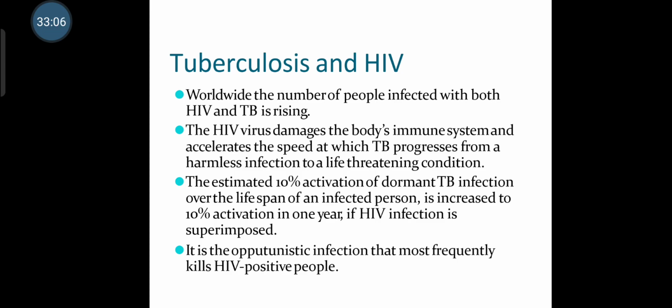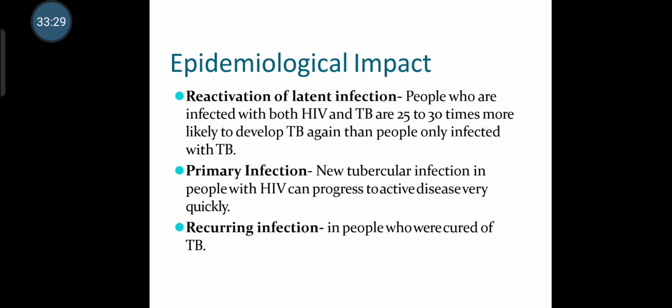An estimated 10% activation of dormant tuberculosis infection over the lifespan of an infected person is increased up to 10% in 1 year when HIV infection is superimposed. It is the opportunistic infection that most frequently kills HIV positive people. So there is a very important relationship between tuberculosis and HIV, because an HIV patient with an immunocompromised condition can have any infection including tuberculosis.